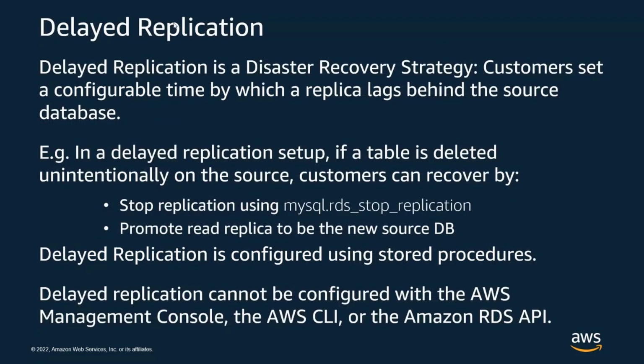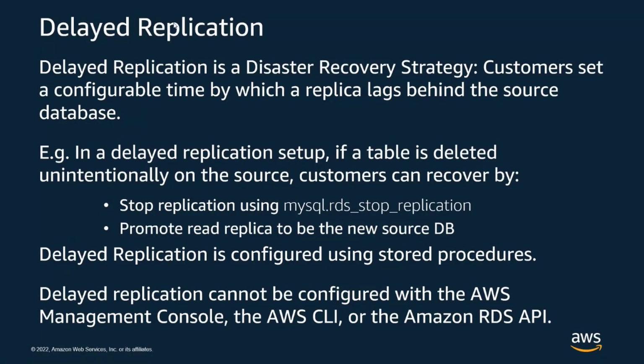Let's start with delayed replication. Now, what is delayed replication? Delayed replication is a way for customers to set a configurable time by which a replica lags behind the source database. Why would you need that? It's typically used as a disaster recovery strategy. So, as an example, let's say you accidentally deleted a table on your primary or the source database. You can recover from that by stopping your replication and promoting your read replica to be the new source database. Because you had configured a delay between the source and the replica, the replica never experienced the table deletion.